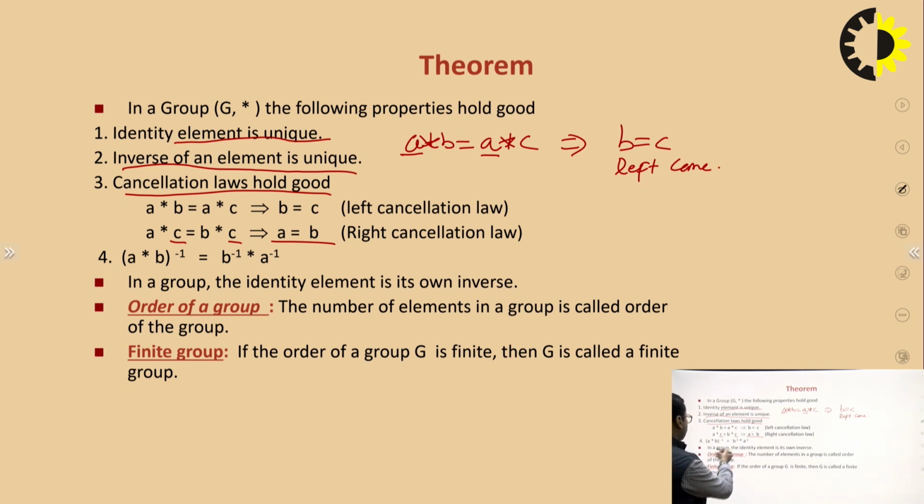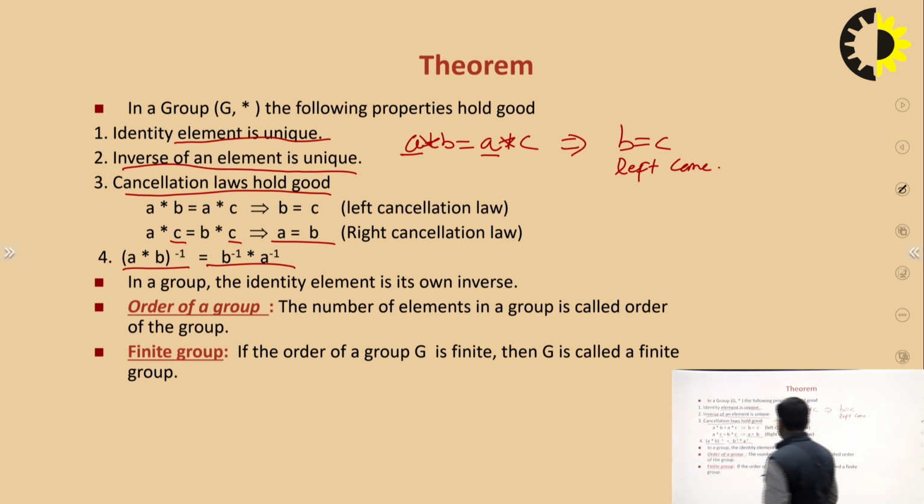There are some other terms. A star B inverse can be written as B inverse star A inverse. In a group, the identity element is its own inverse. That is also a very important term.